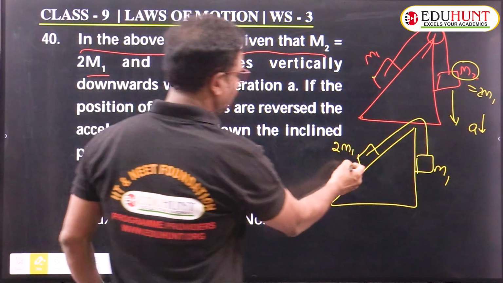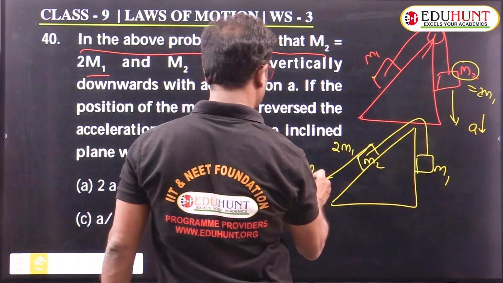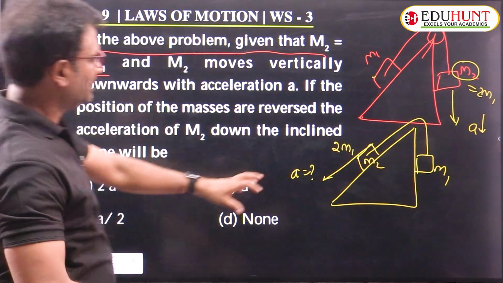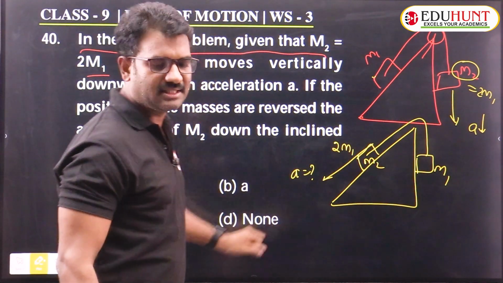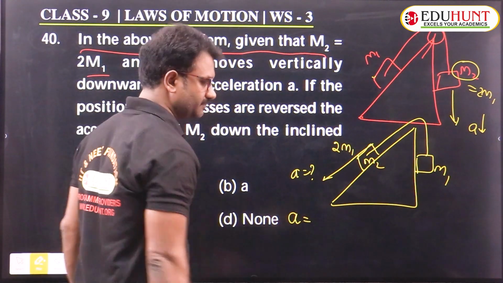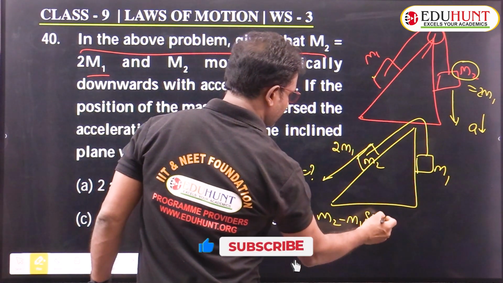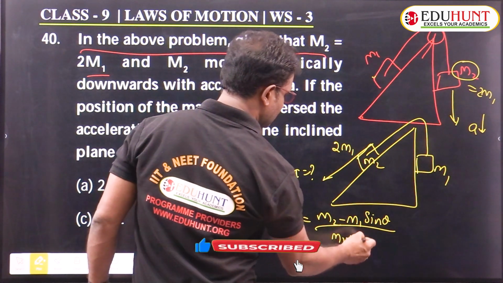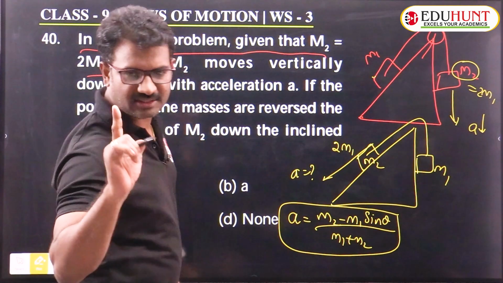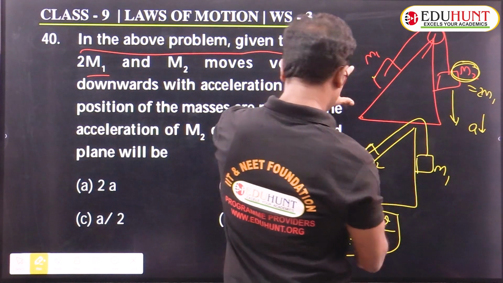This is our M2, right? So what is its acceleration, he is asking. The acceleration of the M2 down the inclined plane, in this direction. What is our formula for acceleration? A is equal to (M2 minus M1) sin theta by (M1 plus M2). Right? So let us take this for the first situation. Here M2 means this one. What is that in the first case?